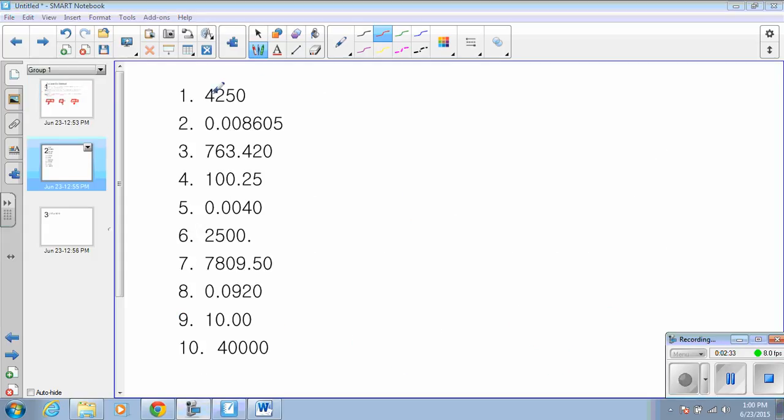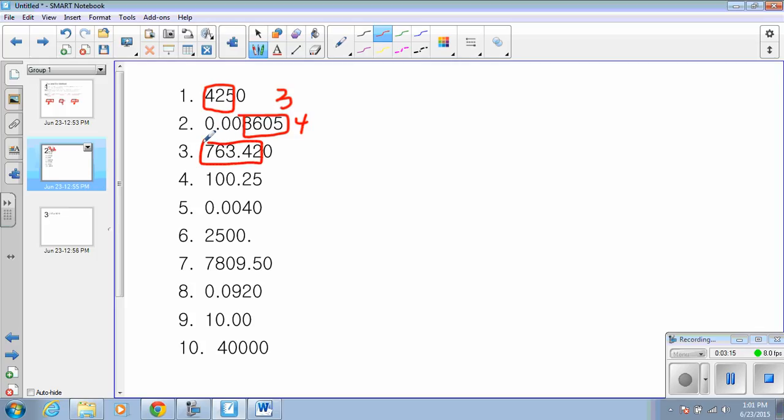Some more examples. 4,250, box all non-zero digits. Is there a decimal place? No. So this has 3 significant digits. Second one, box all non-zero digits. Box those. There's a decimal point. Box all the zeros to the right. Well, there's no zeros to the right. These don't get boxed in because they're to the left. So we still only have 4 significant digits. Again, the zeros have to be to the right after the first box when there's a decimal point.